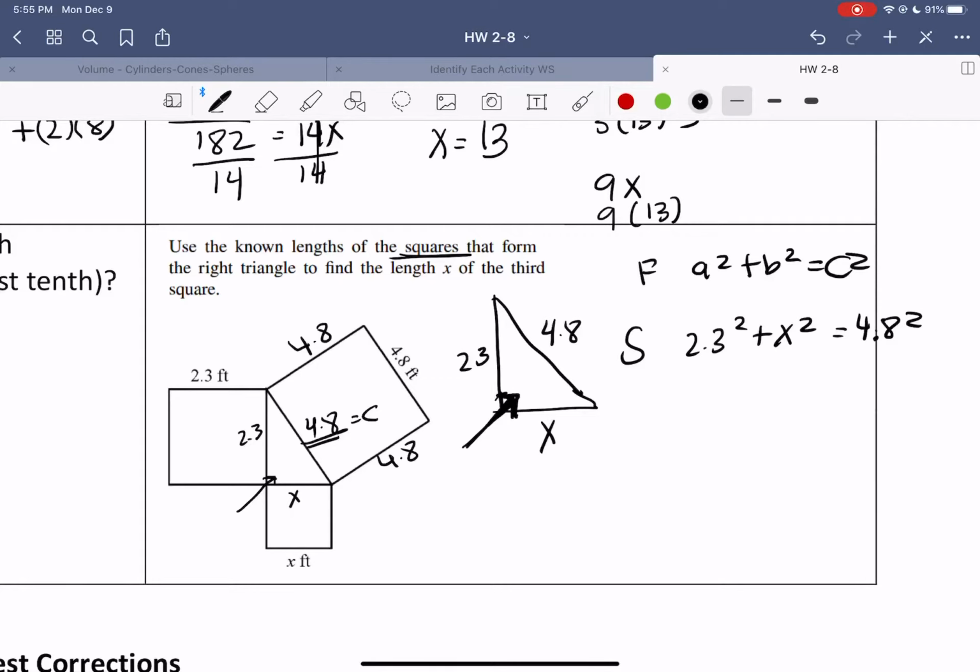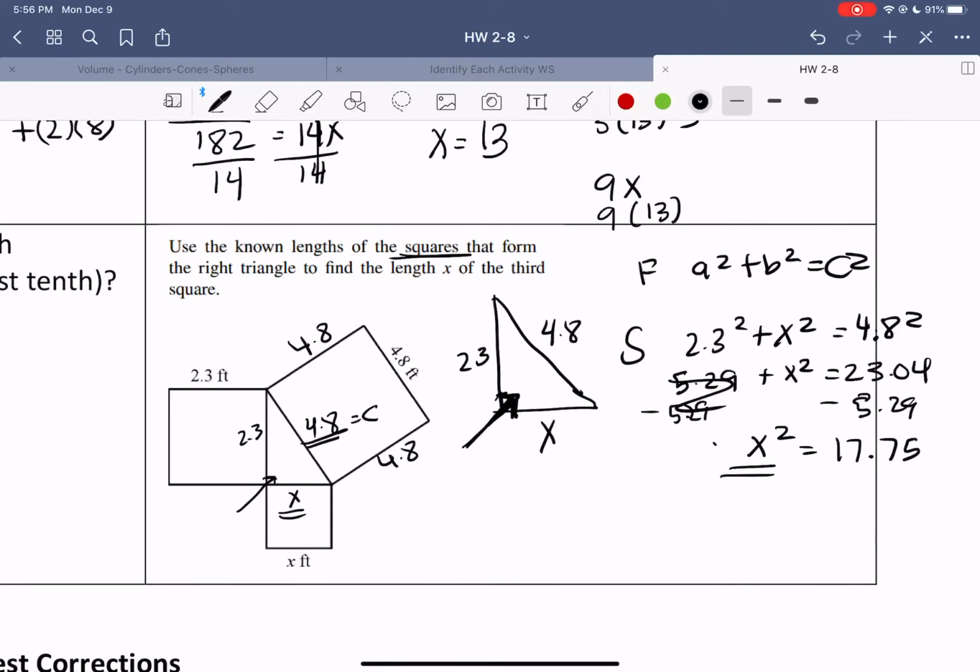So we're going to want to simplify that. 2.3 squared is 5.29, plus x squared equals 4.8 squared, which is 23.04. Again, we're going to subtract 5.29 from both sides. We're left with x squared equals 17.75. Then from there, we're just looking for an x, and this is an x squared, so we have to unsquare this in order to find x.